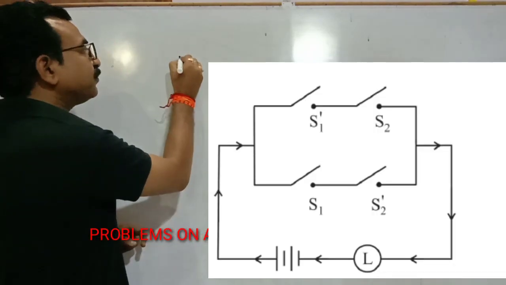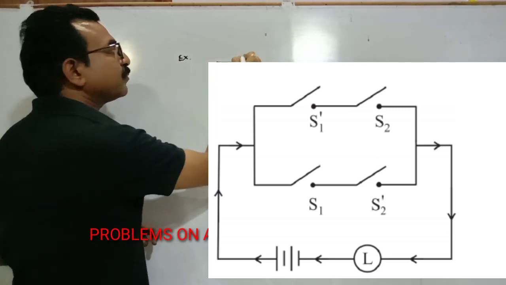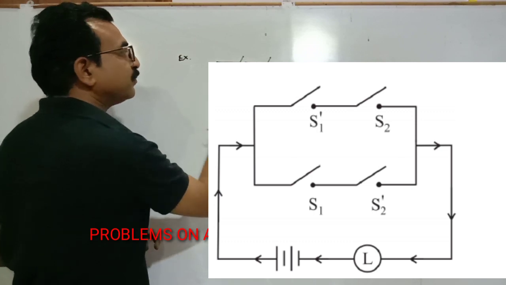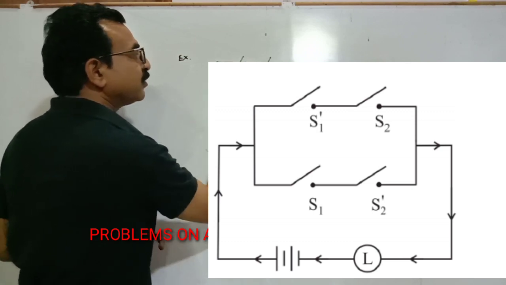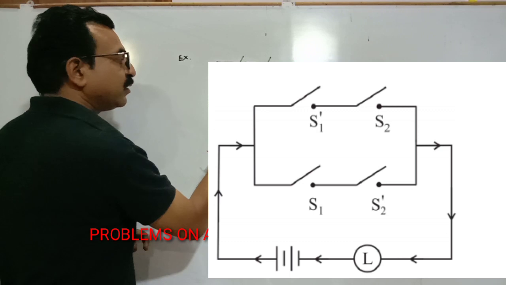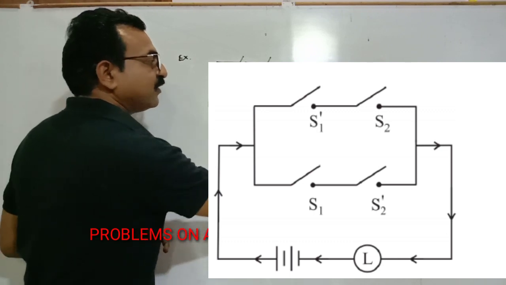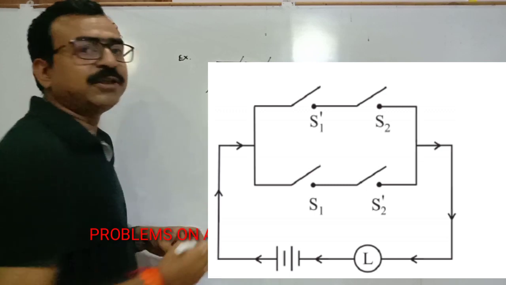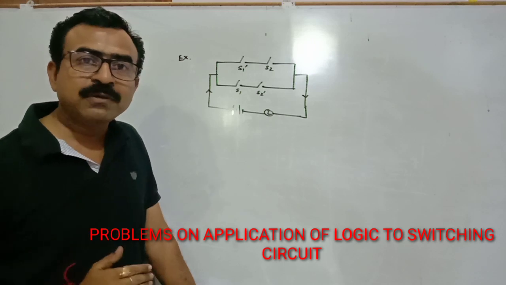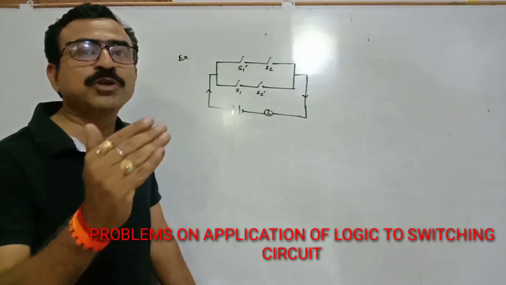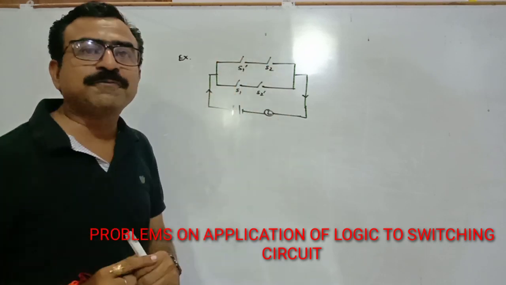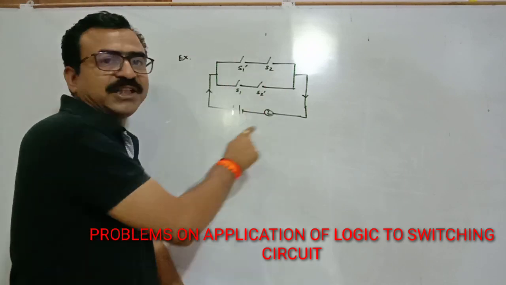So student, S1 dash, S2, S1, S2 dash, this is battery and this is lamp. So friend, your question is to express this switching circuit in symbolic form and write the input output table. Understood? While expressing this switching circuit in symbolic form, initially check the circuit diagram.